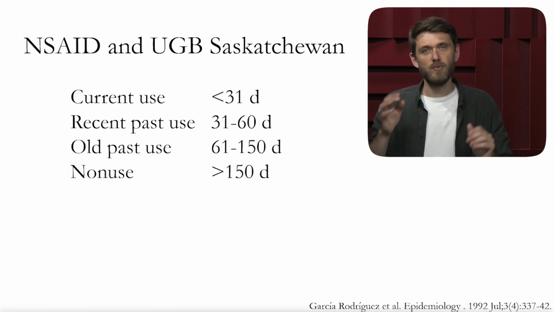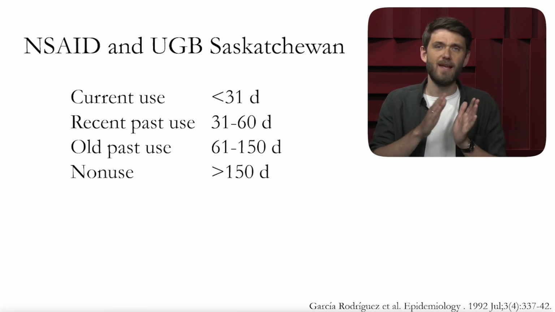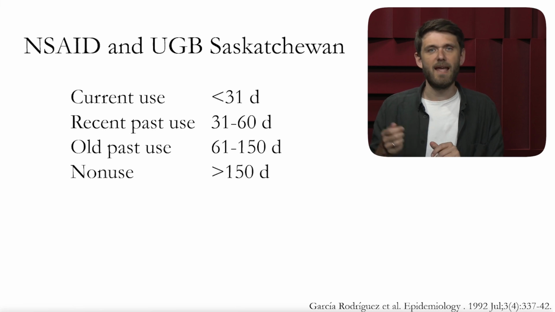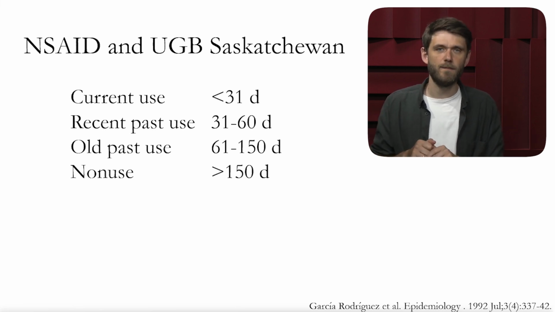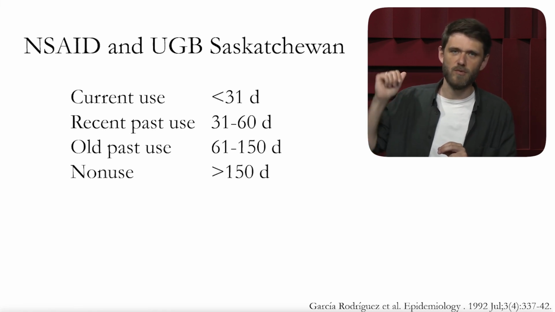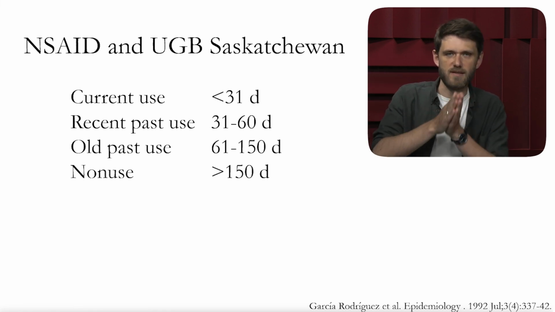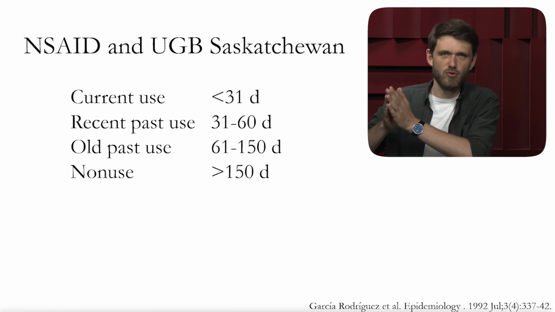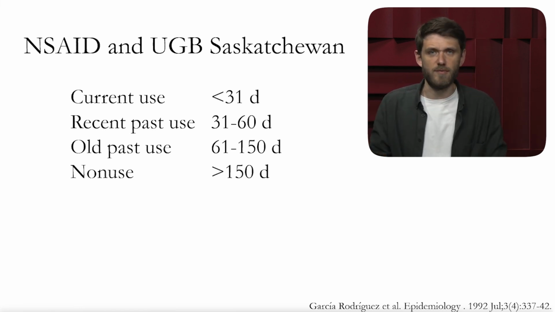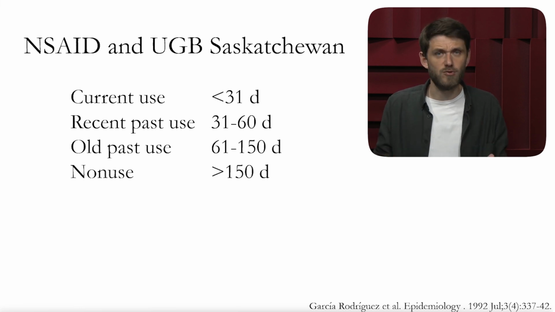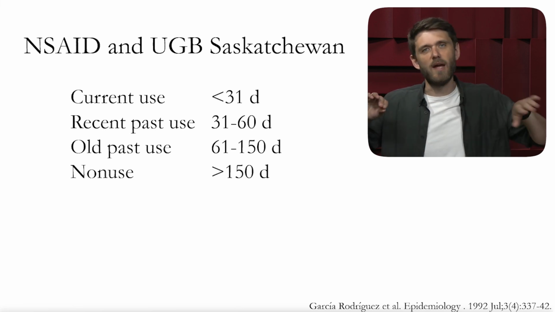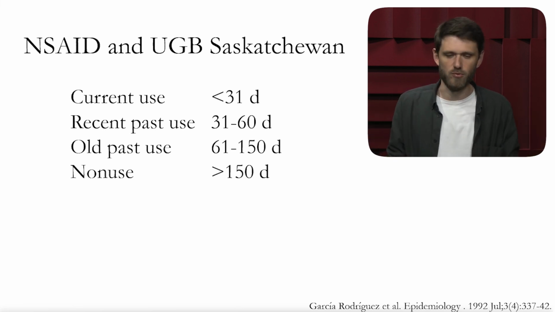So within this group of NSAID users, all their person time is stratified into current use, which is defined as having a prescription filled within the last month; recent use, no prescription within the last month, but 1 month prior to that; then 60 to 150 days from last prescription; and non-use, defined as more than 150 days having lapsed since your prescription. Everyone in this cohort is a user at some point, so non-use will correspond to a long time since use and not never use.